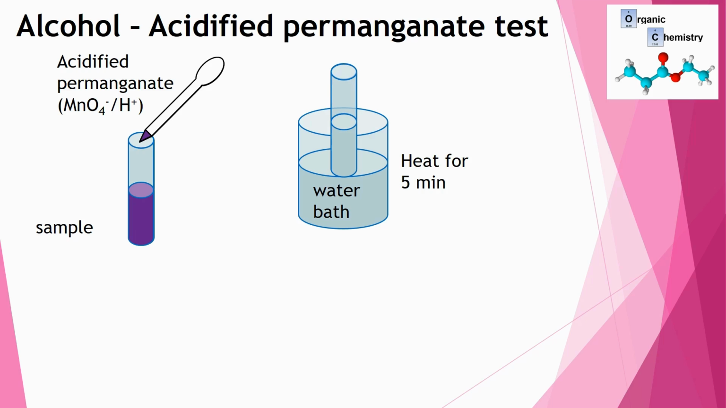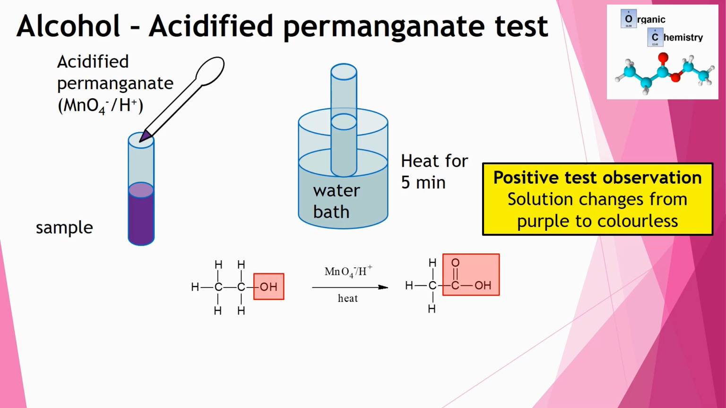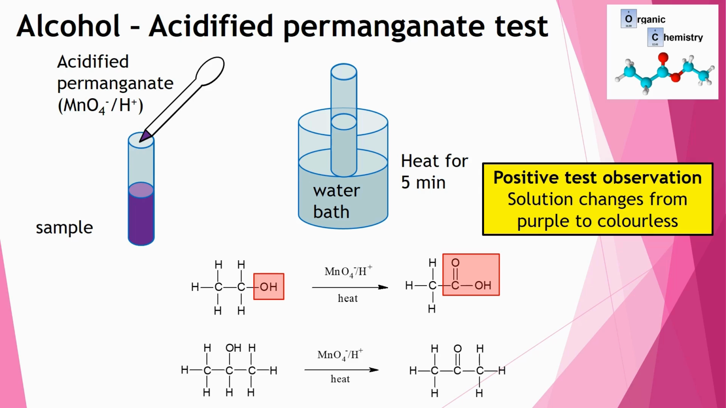If it goes colorless, that means that something has been oxidized, so it is a positive test for an alcohol or possibly an aldehyde, but not a tertiary alcohol. So a positive acidified permanganate test is it goes from purple to colorless. So here's an example of a reaction we might draw. Primary alcohol has been oxidized to a carboxylic acid, realizing that it did go through an intermediate on the way in this case. We could also have a secondary alcohol being oxidized to a ketone.